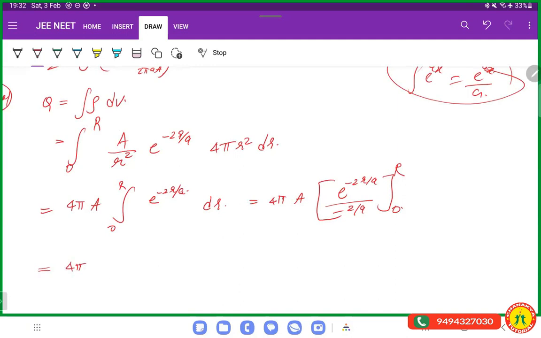Then the remaining thing you can finish. Minus a by 2 e to the power minus 2r by a. No, r will be capital. I'm so sorry. So anything, e to the power 0 is 1.